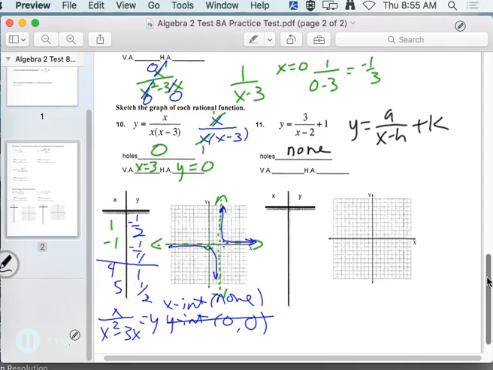Where is it at? X equals 2. How about a horizontal asymptote? Where is it?